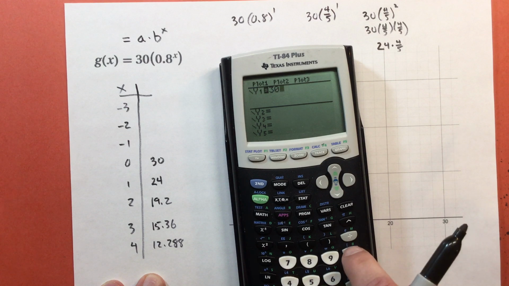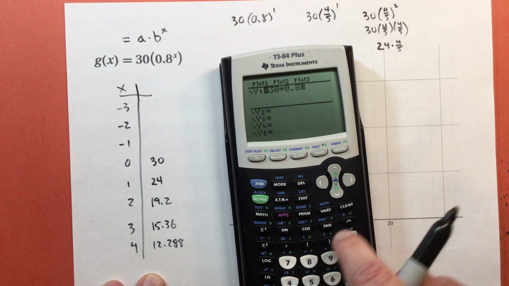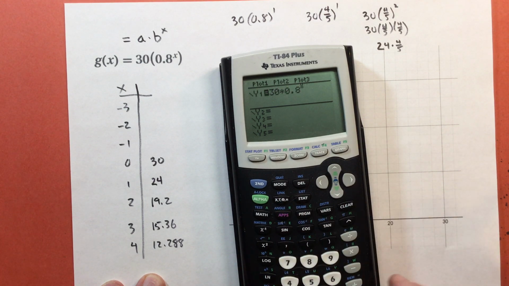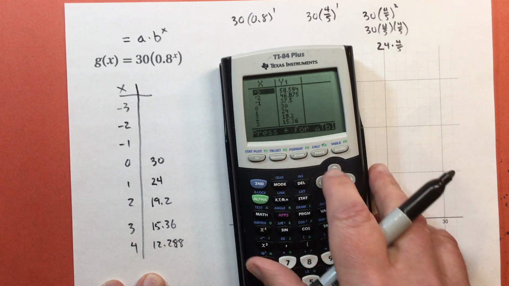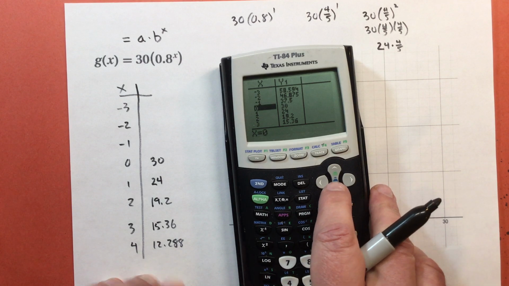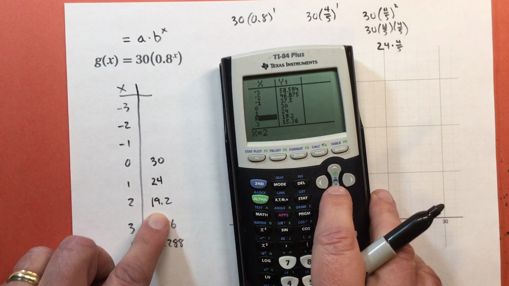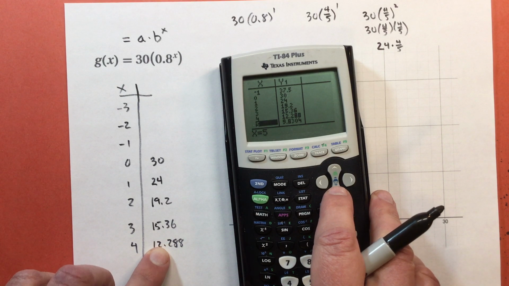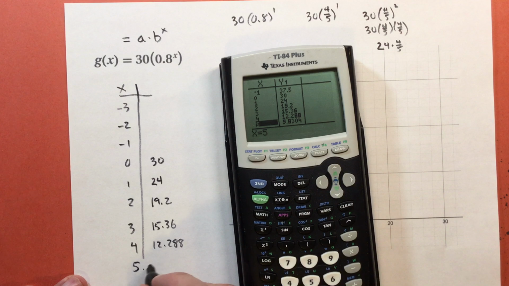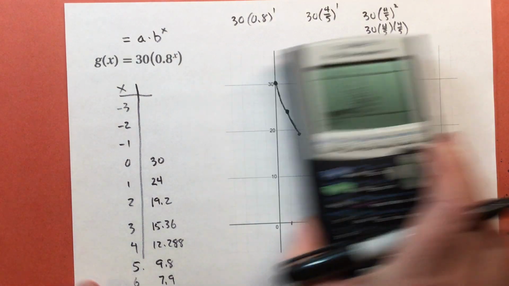30 times 0.8 to the power of x. I should probably use parentheses. If it doesn't work, it's because I didn't use parentheses. Let's do my table. 0 gives 30, 24, 19.2, 15.36, 12.288, 9.8-ish, and let's do one more. 6 is going to be about 7.86, maybe 7.9 if I round it up.